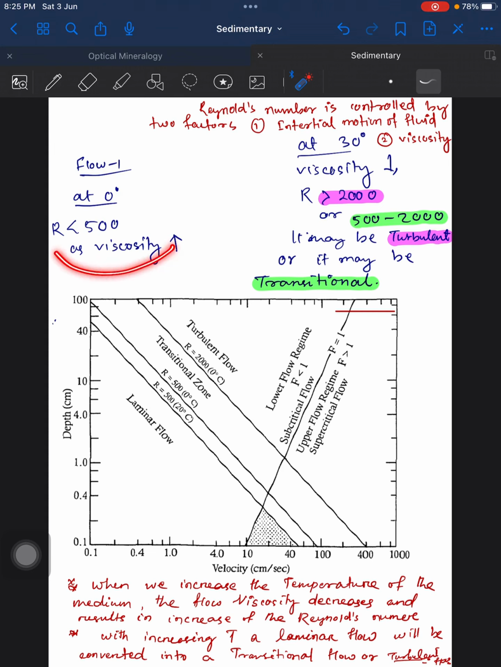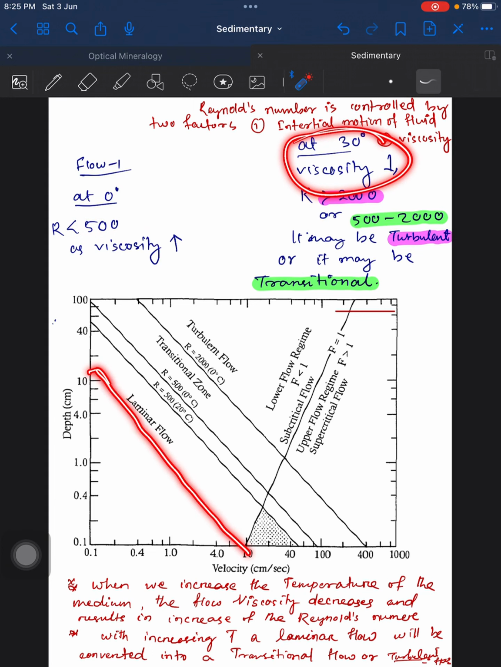So यहाँ पे क्या होता है, at 0 degree, so the Reynolds number line will be here, और at 20 degree, हाँ, अगर viscosity increase हो गया, अगर 30 डिग्री का लोगे तो कहाँ पे होगा Reynolds number line, यहाँ पे हो जाएगा. 20 डिग्री में यहाँ पे, 30 डिग्री यहाँ पे होगा, क्योंकि वहाँ पे viscosity decrease हो जाएगा.